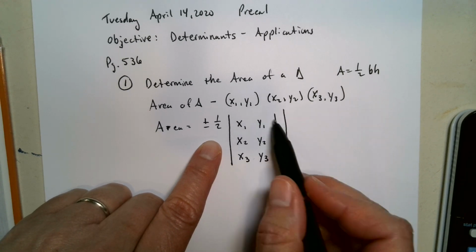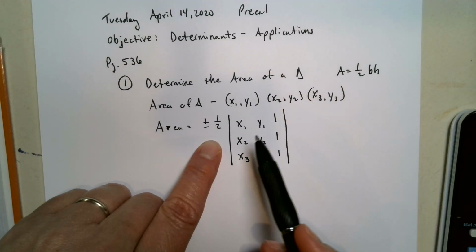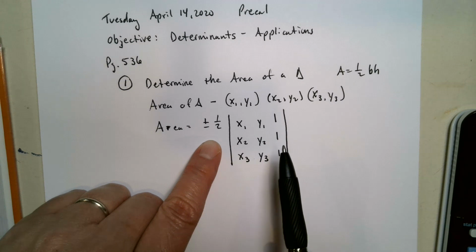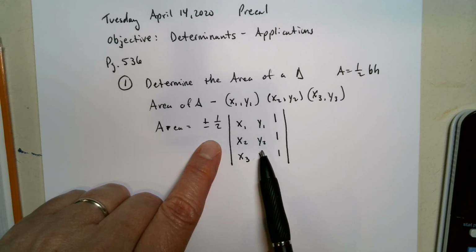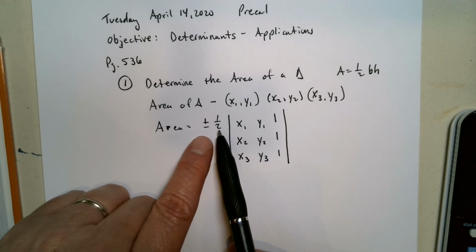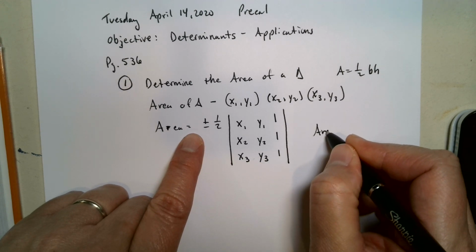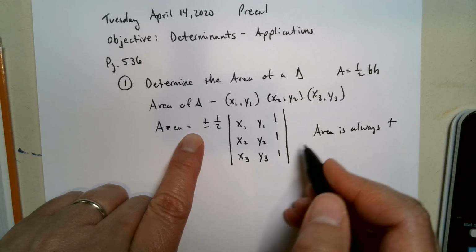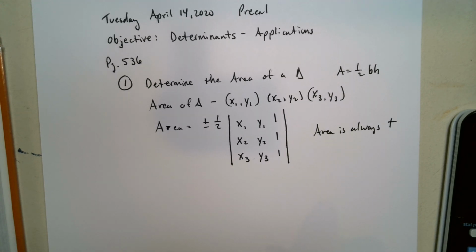If you take the determinant of this matrix, it doesn't matter which point is in which location. You just need to make sure that you have your ordered pairs together in the same row with the number 1 at the back. Put this into your calculator and find the determinant of it, and then take half of that. Area is always positive, so the plus or minus is there to make sure that the area is always positive.